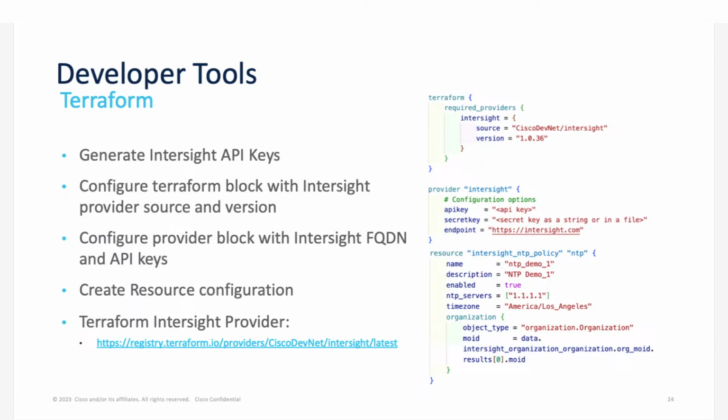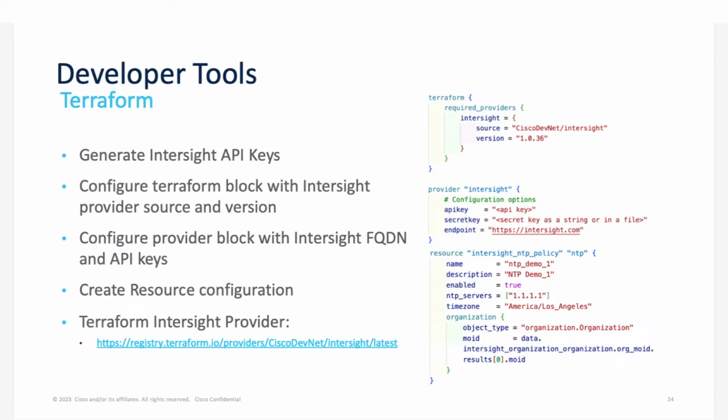To get started with Terraform, the first step is to, again, generate Intersight API keys. You can reuse the same key for multiple platforms. You don't have to generate n number of keys. All you need is one API key pair. Once we have the keys, we can create the Terraform configuration.